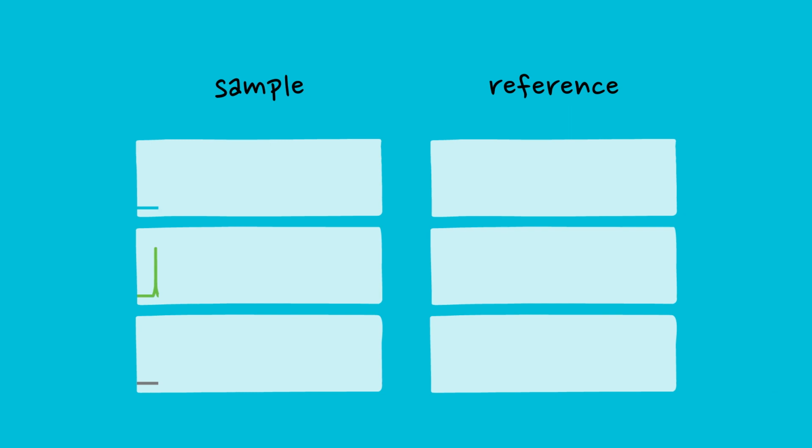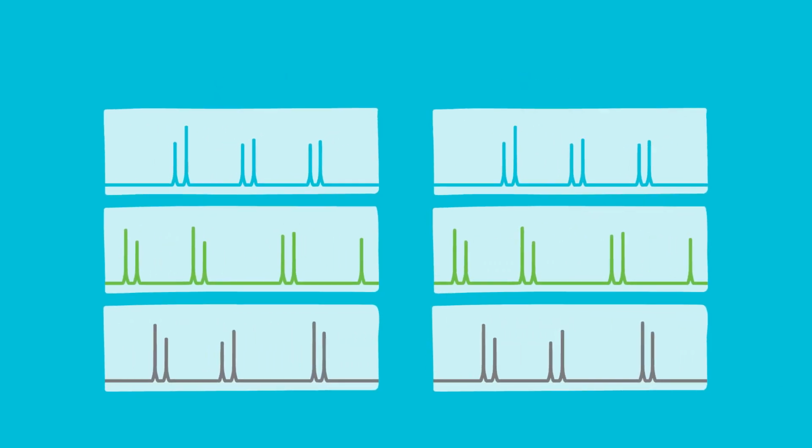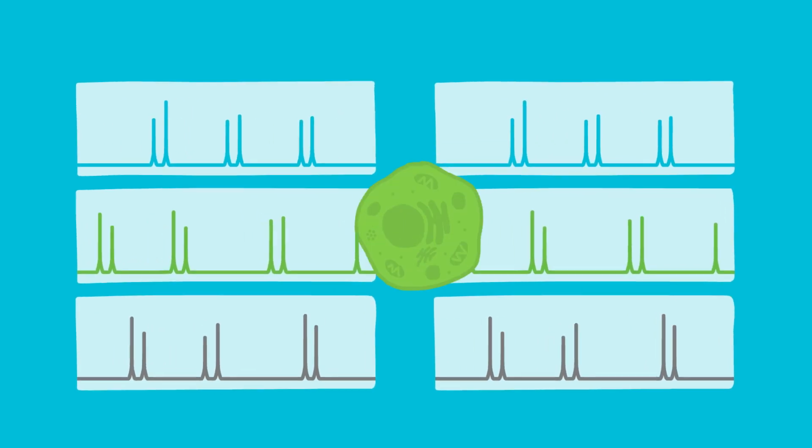Finally, compare the size of each fragment with a reference from a known sample or a database. The percent match of your full panel will help you determine the exact identity of your cells.